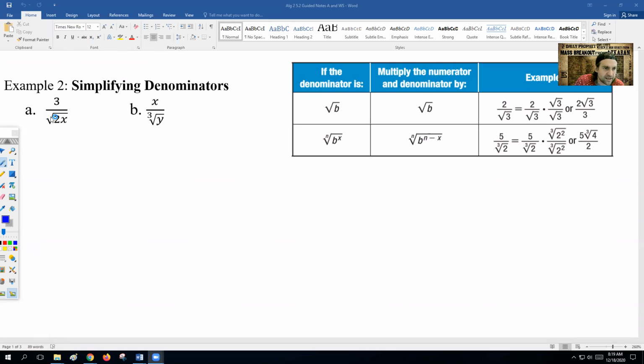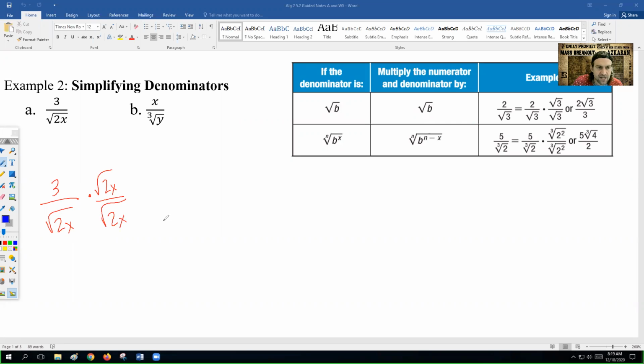So if we want to divide 3 by radical 2x, what we need to do is take 3 over radical 2x, and we're going to have to multiply it by radical 2x over radical 2x. So the top is real easy. 3 times radical 2x is 3 radical 2x. The bottom, we can multiply those radicals together and get radical 4x squared.